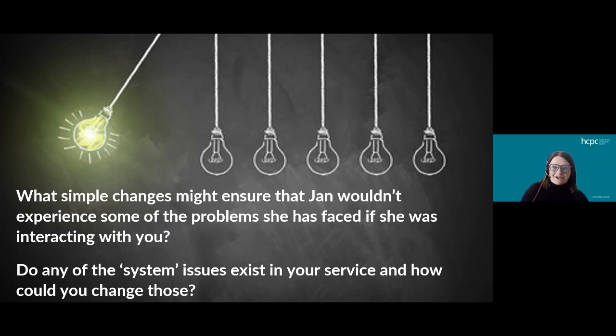I found this clip really interesting, and I'd encourage you also to do some reflection on some of the contents of that particular clip. And I'm really interested in some of the simple changes that might be possible to bring about in a service to ensure that Jan wouldn't experience some of the problems that she has faced if she was interacting with you or any of your colleagues in your service. I'm sure that many people are used to supporting people with communication support needs, but perhaps you aren't. What simple things might you be able to put in place that would allow you, your service and the care that you deliver to really meet Jan's needs?